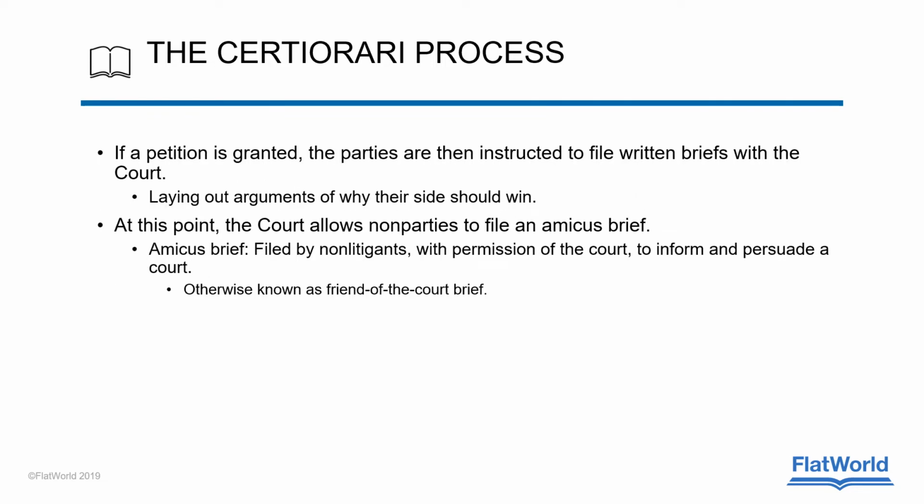If a petition is granted, the parties are then instructed to file written briefs with the court, and the brief lays out why their side should win. At this point, the court allows non-parties to the dispute to file an amicus brief. Amicus means friend in Latin. So an amicus brief is filed by non-litigants with permission of the court to inform and persuade the court itself. This is otherwise known as a friend of the court brief.